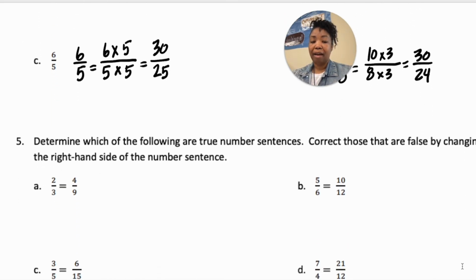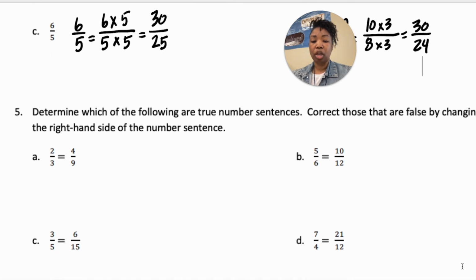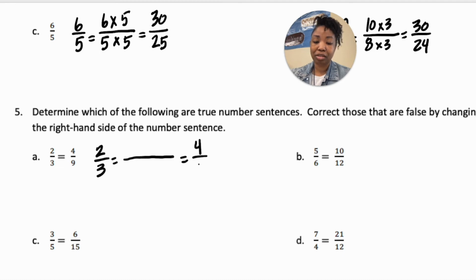For number 5, we need to determine which of the following are true number sentences. And for those that are not true, we need to correct those by changing the right-hand side of the number sentence. So we want to change the fraction to the right in order to make it true. So let's see. For this first one, we have 2/3. I need to see if it's equal to 4/9.